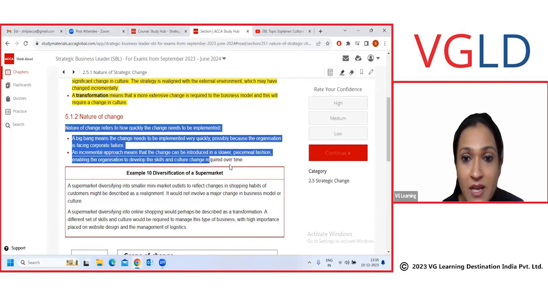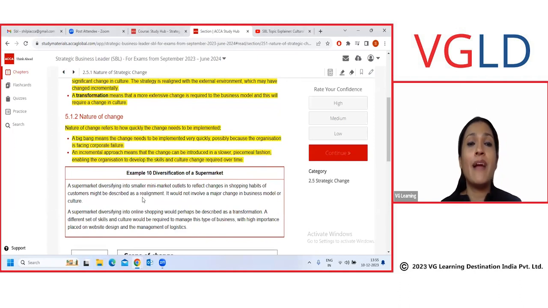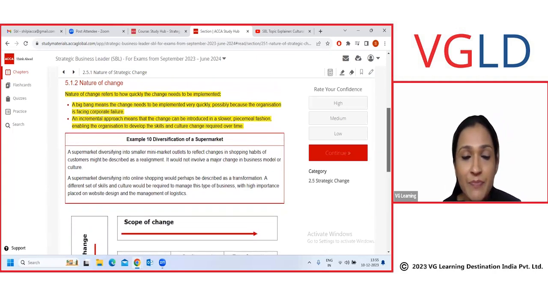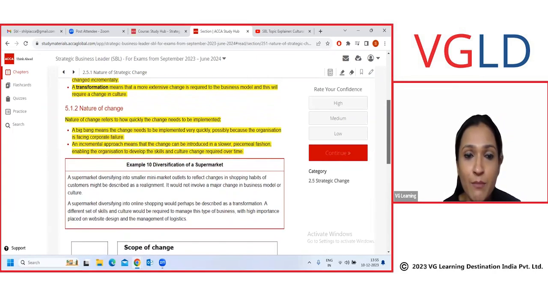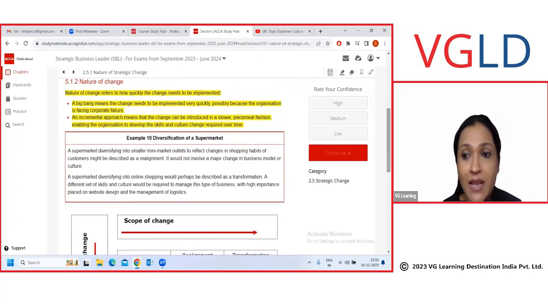Is it something which is developing over time, slowly and gradually? So it becomes a very incremental change. However, if it is huge, it comes with a big bang, at a very fast pace, it becomes a fast-paced big bang change, right? Let me give you a quick moment to read through example 10 before I open up this strategic change table and we have a look at all of these four different categories of changes that there can be.